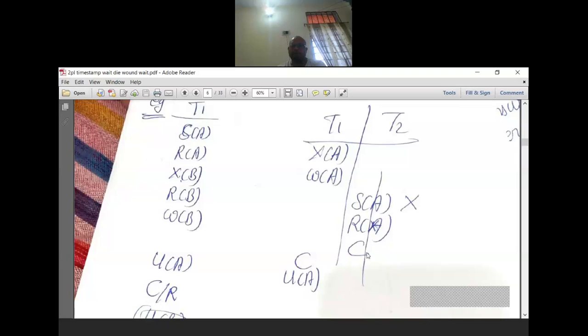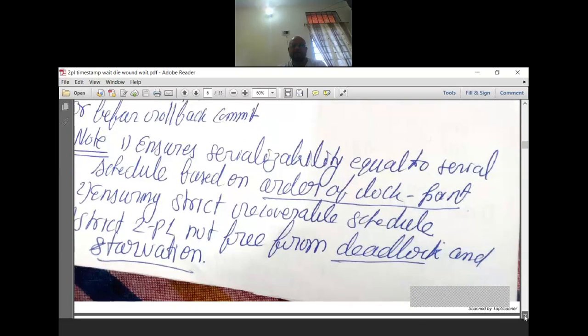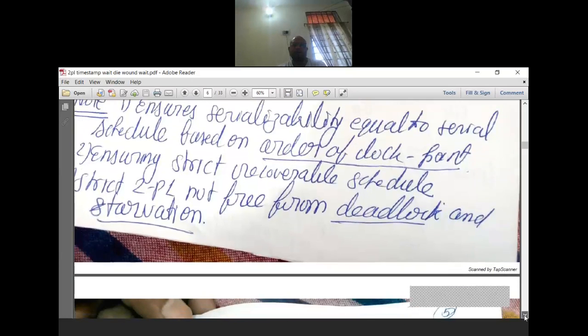First T2 will be running. After that T1 transaction will be running. Then, according to the strict schedule, it will have equal serializability. How will it have equal serializability? T2 should run before T1. Ensure serializability equal to the serial schedule in order of lock point.